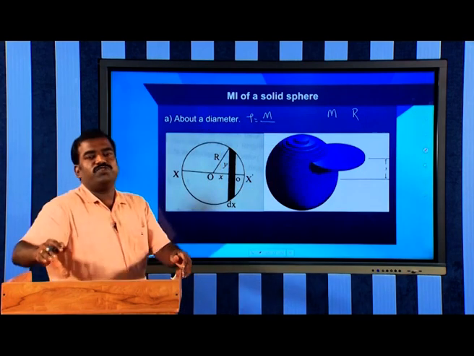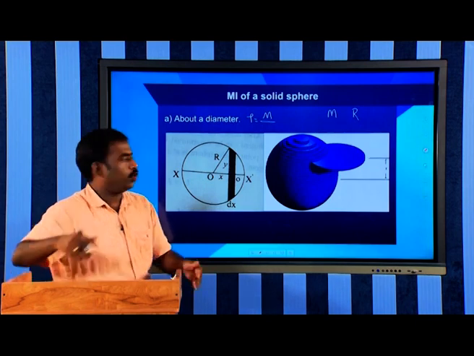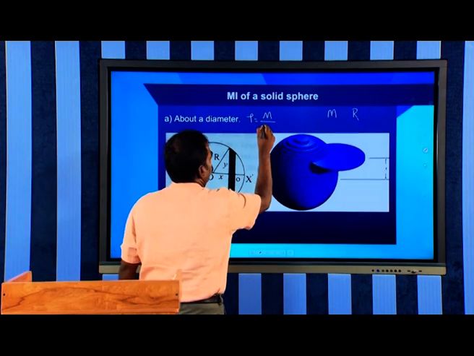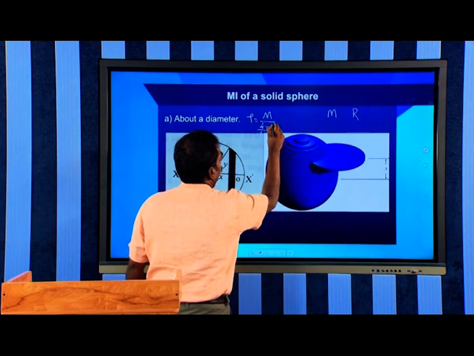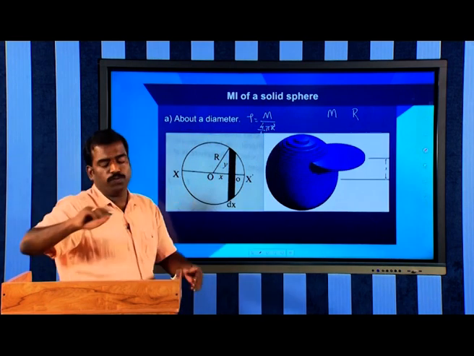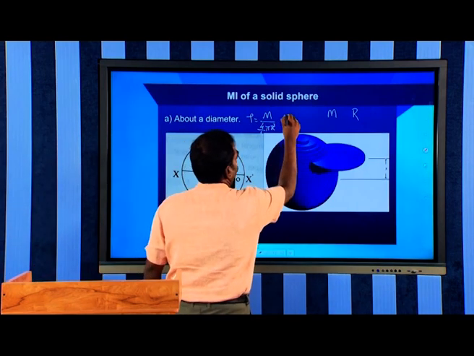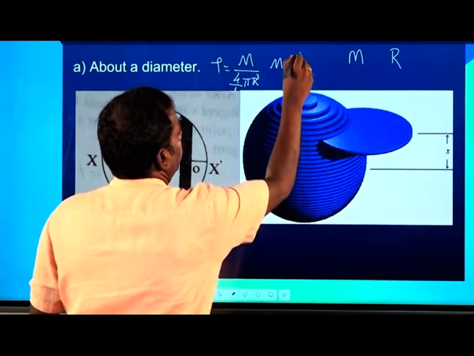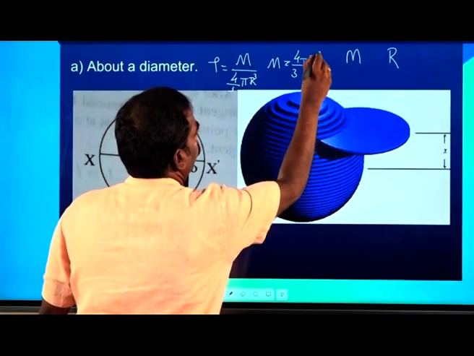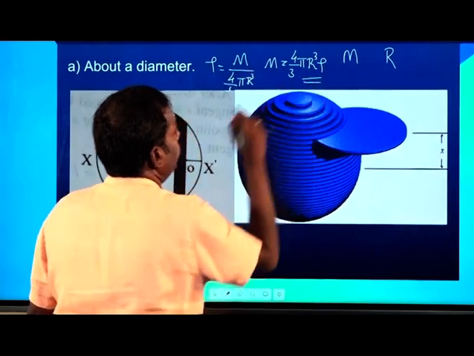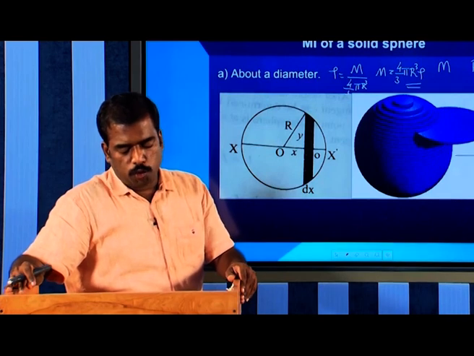What is the volume of the sphere of radius capital R? It is 4 by 3 pi R cube. So rho is M by 4 by 3 pi R cube. This is the mass per unit volume of the sphere. So M, the mass of the sphere, is given by 4 by 3 pi R cube rho.